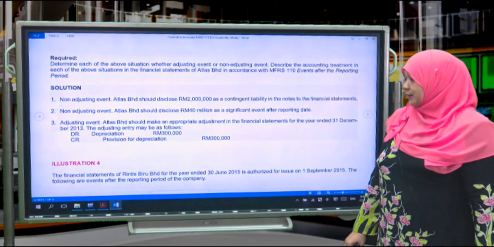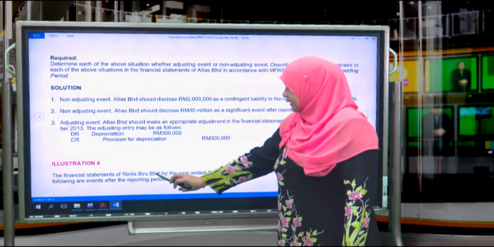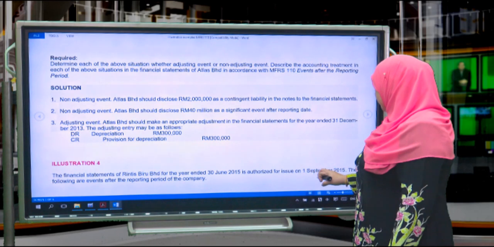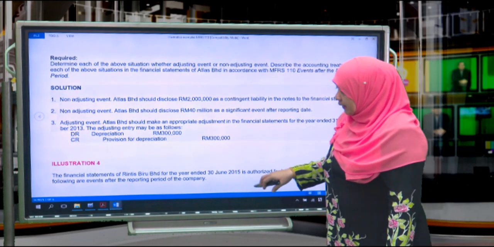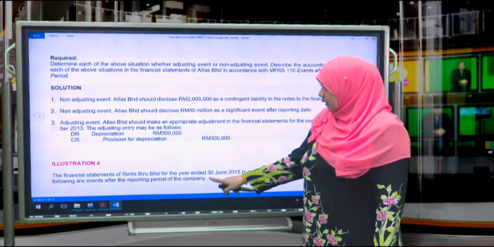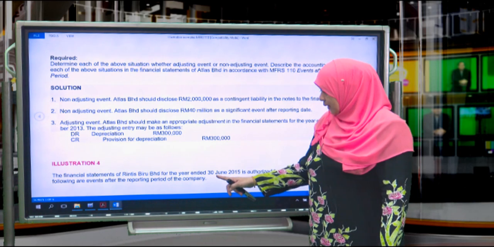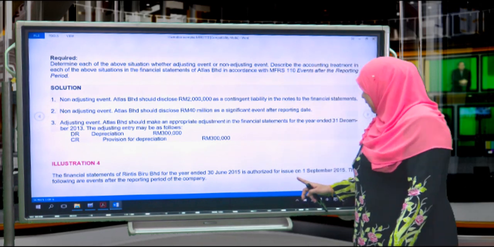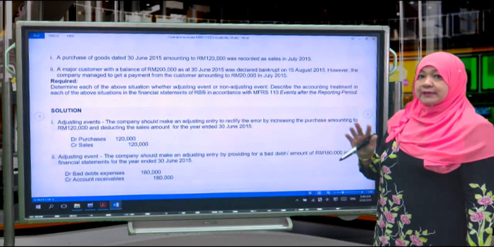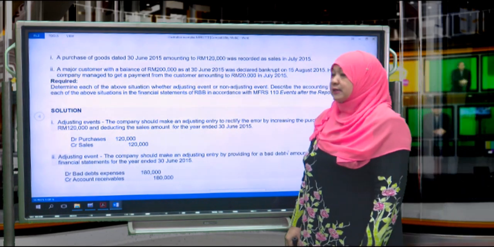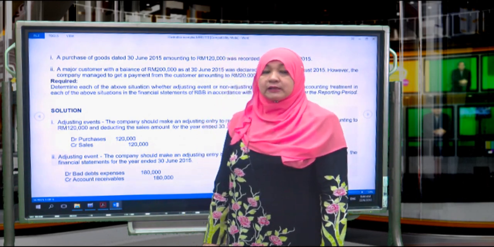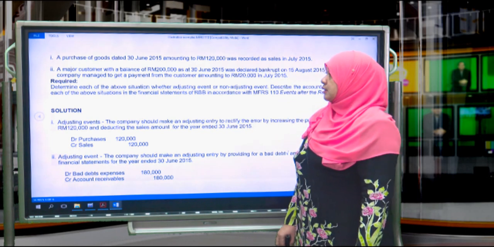So, we look at another illustration. The financial statements of Rintis Biru Berhad for the year ended 30th June 2015 are authorized for issue on 1st September 2015, and the following are the events after the reporting date. So, the events after the reporting date would be between 30th June 2015 up to 1st September 2015. Right, so any events that occur between those periods are considered events after the reporting date. Right, so now we're going to determine whether each transaction is an adjusting event or a non-adjusting event.